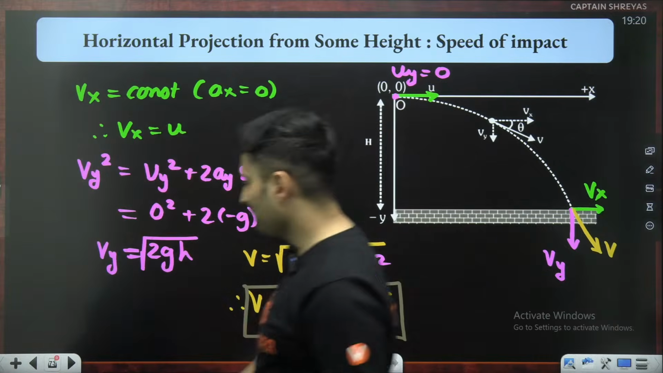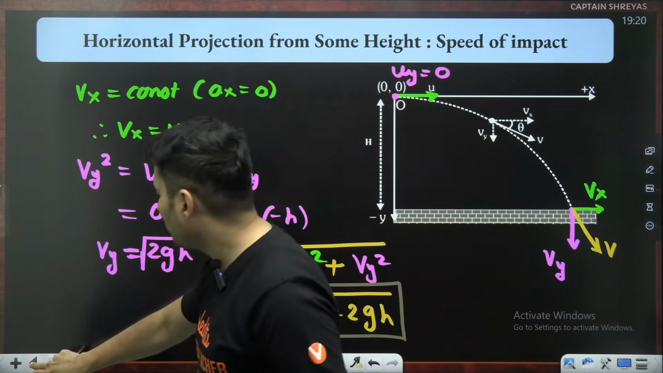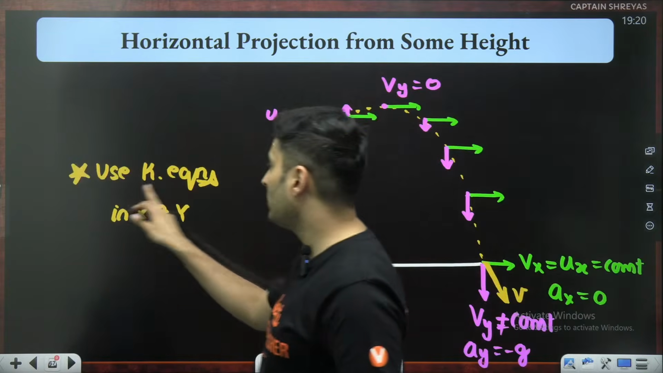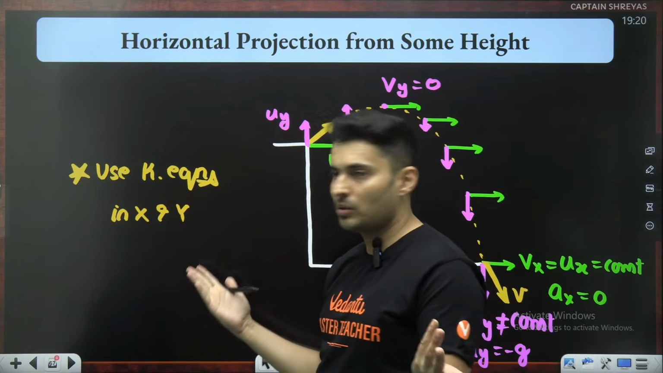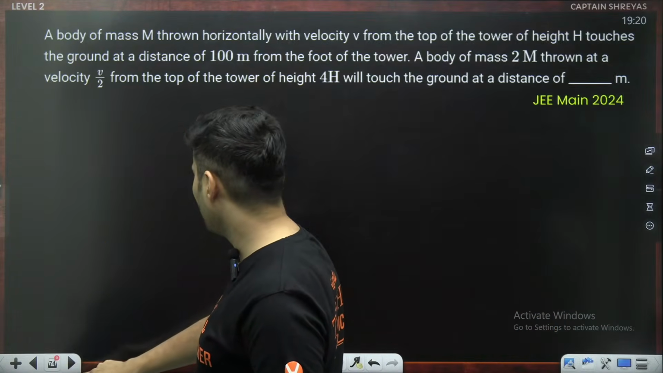Perfect. Awesome. So these are the main things which are there in horizontal projectile. If it is not horizontal, like I mentioned here, use kinematic equations. No other option, no other alternative. You have to use it. Okay, so let's go to some questions coming up on your screen.